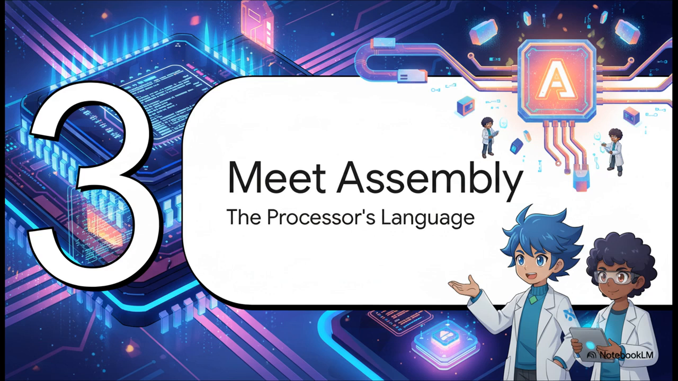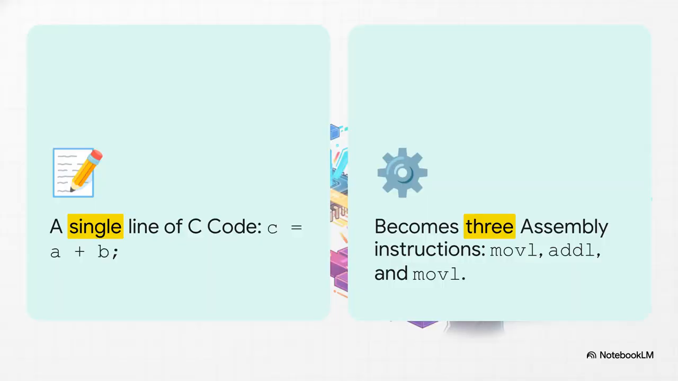And that brings us right here to the main event. We've arrived at the destination of that compiling stage, the most direct way a human can talk to a processor. Let's meet assembly language. Okay, just look at this. It's pretty wild, right? That one single, simple line of C code on the left explodes into 3 separate assembly instructions on the right.